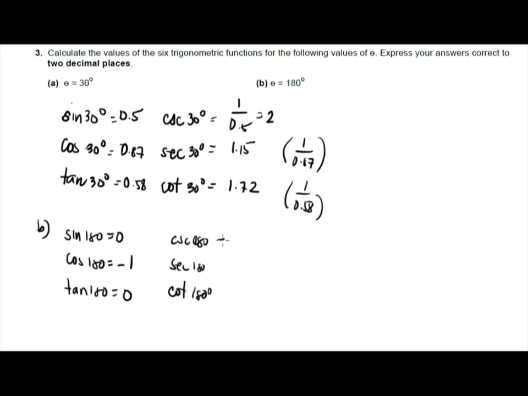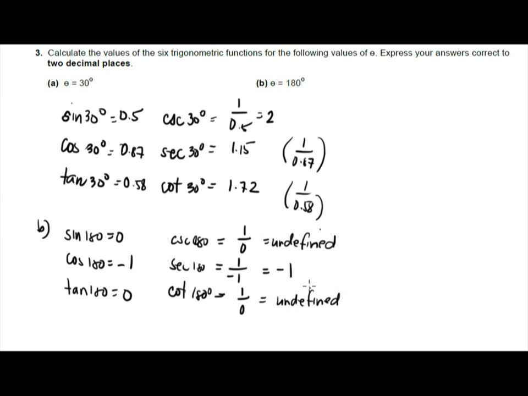So cosecant of 180 is the reciprocal of 0, 1 over 0, but 1 over 0 is undefined. In your calculator, it will show math error. Secant of 180 is the reciprocal of cosine, 1 over -1, which is -1. Tangent 180 is equal to 0. So 1 over 0 is the cotangent, so this is also undefined.